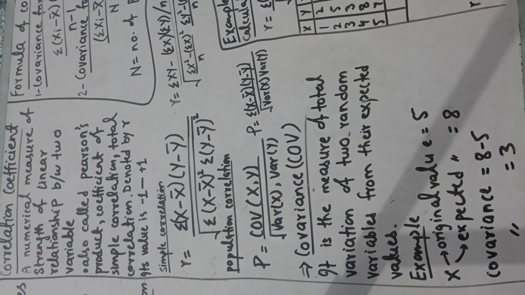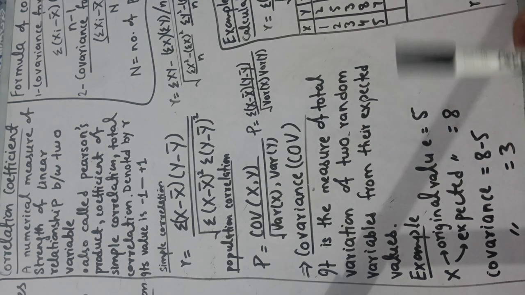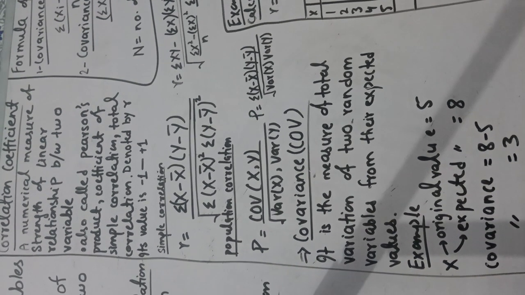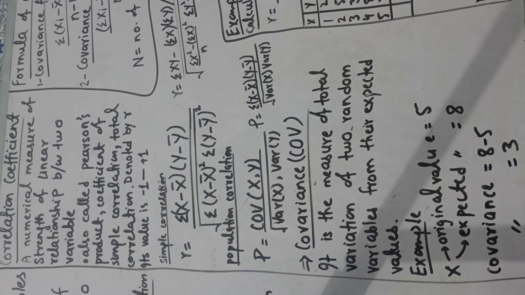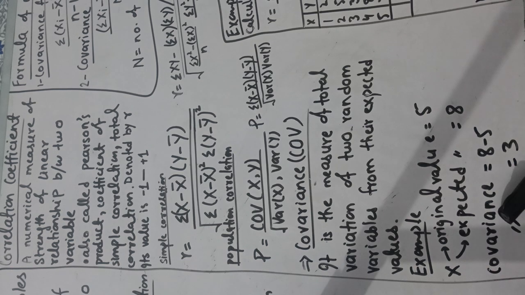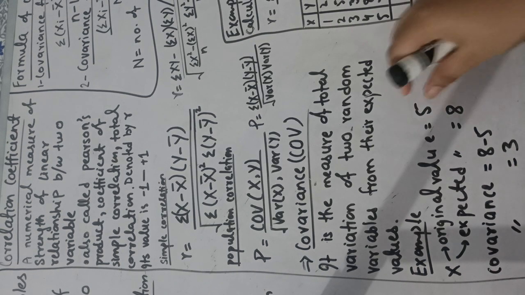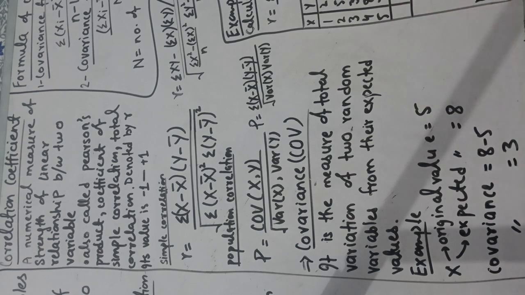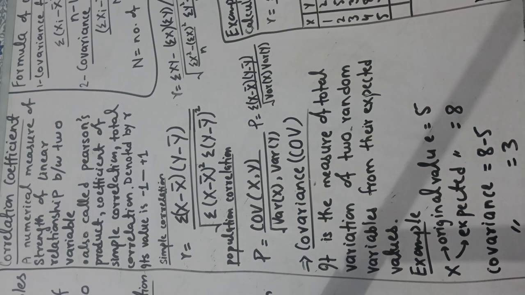So this covariance measures the total variation, कि कितना वेरी हुआ. आपने एक एक्सपेक्टेड वैल्यू ली हुई थी, और उसके बाद आपको मिली एक आपकी ओरिजिनल वैल्यू, और कितना डिफरेंस है ओरिजिनल वैल्यू में और एक्सपेक्टेड वैल्यू में. इस चीज़ को जब हम कैलकुलेट करते हैं तो वो हमें कोवेरियंस बताता है. Like covariance is 8 minus 5, expected value minus original value. So the covariance answer is 3. It is measuring the total variation, how much difference there is between the expected value and the original value. This is called covariance.